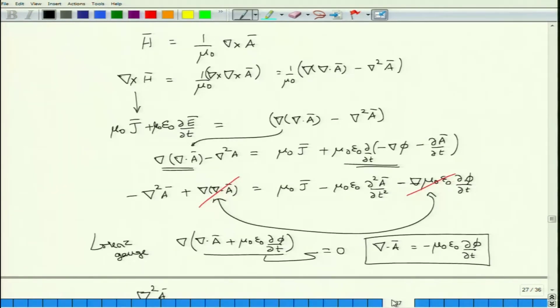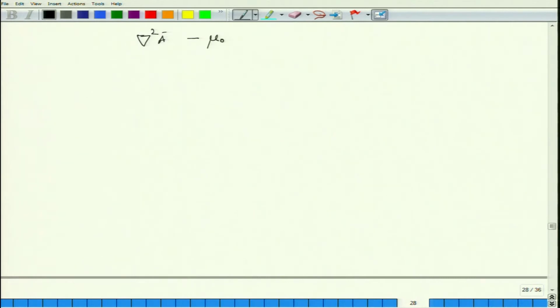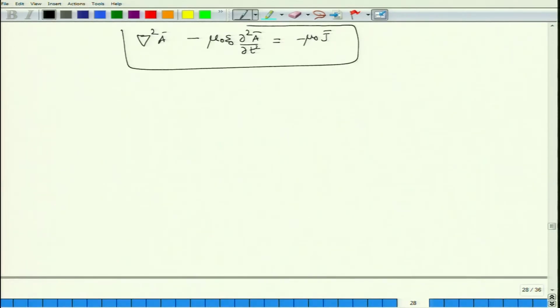So this will be del square A, and there is also minus mu naught epsilon naught. When it goes to the left hand side it would become plus, but there is a del square A which is minus. So if I take out the minus sign and rearrange the whole thing, I will get del square A minus mu naught epsilon naught del square A by del T square should then be equal to minus mu naught J. Okay, so this is the wave equation that you would obtain for the magnetic vector potential A when there are time varying fields. We will solve this equation and look at the ramifications of this equation in the next module. Thank you very much.